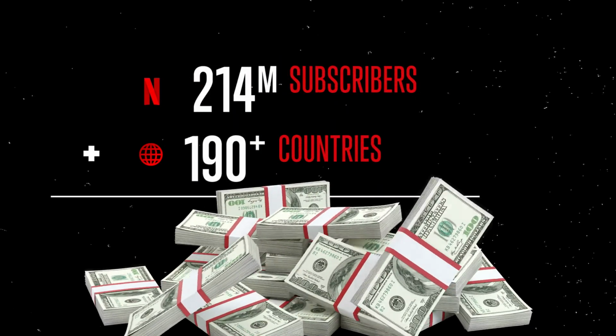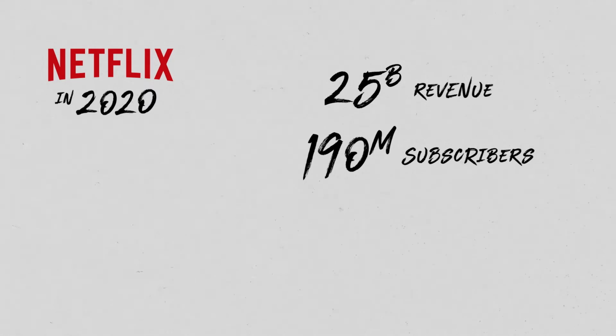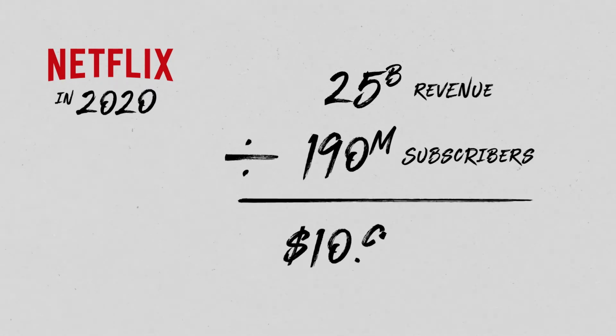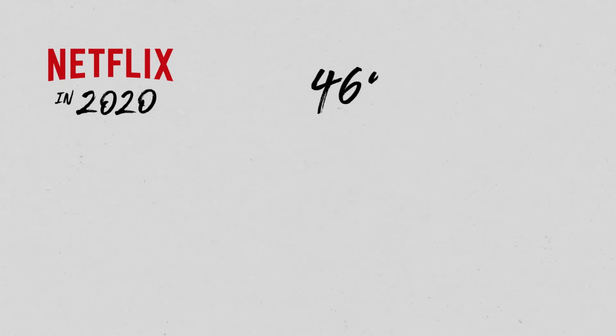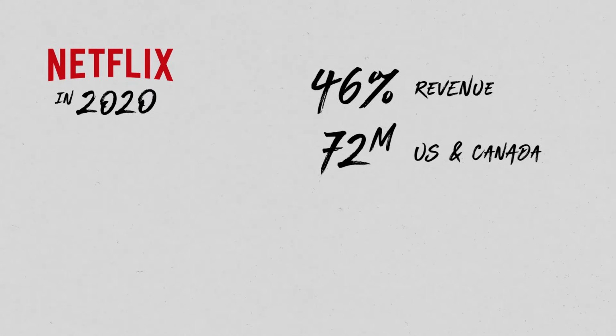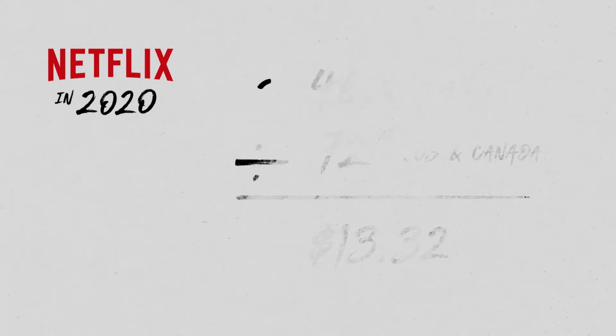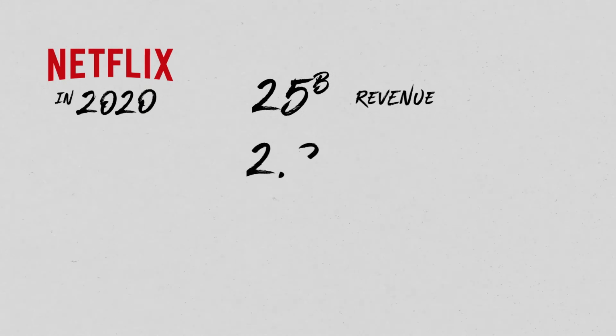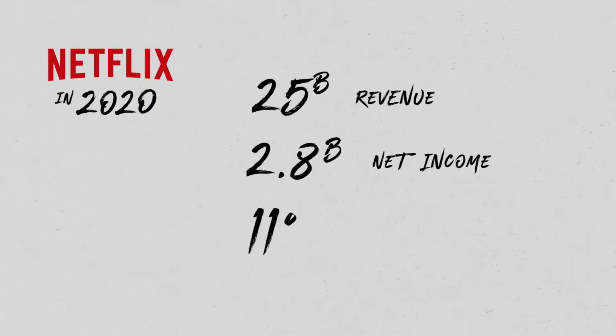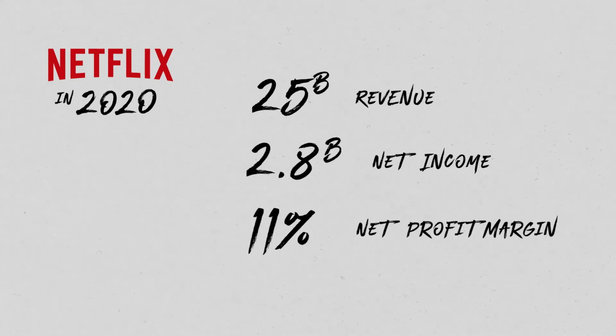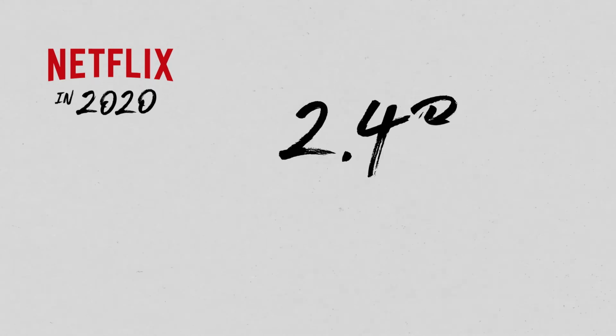In 2020, the company generated $25 billion of revenue from about 190 million subscribers, who each paid an average of $10.91 a month. 46% of the company's streaming revenue came from its 72 million subscribers in the US and Canada, who paid an average of $13.32 for their monthly subscriptions. The company's $25 billion of revenue yielded $2.8 billion of net income, an 11% net profit margin. The company's operations also generated $2.4 billion of cash flow.